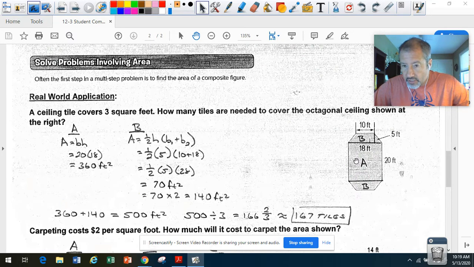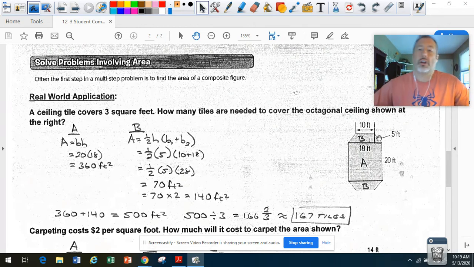Okay, so here's our ceiling here. As you see, we have 2 pieces here, 2 different shapes, I should say. We have our rectangle here in the middle, and then we have our trapezoid up here and a trapezoid down here. So really it looks like these trapezoids B are exactly the same. We're probably just going to have to multiply that answer times 2, which will make our lives easier here.